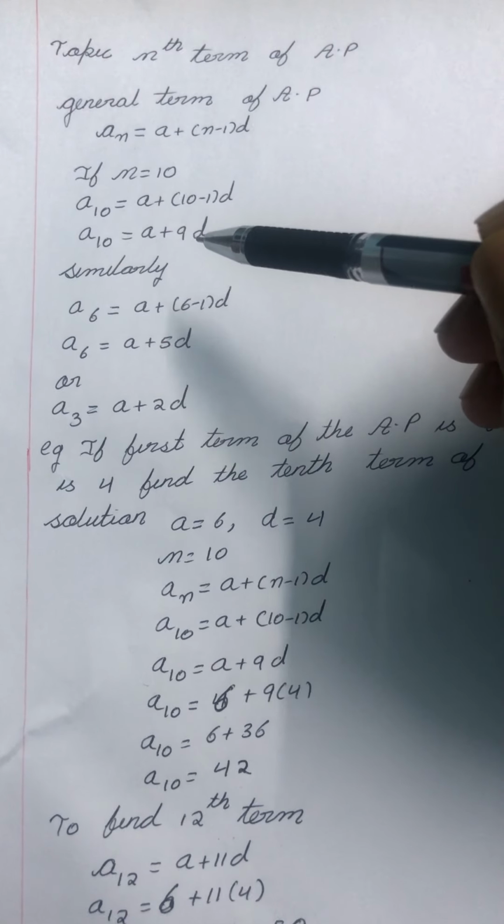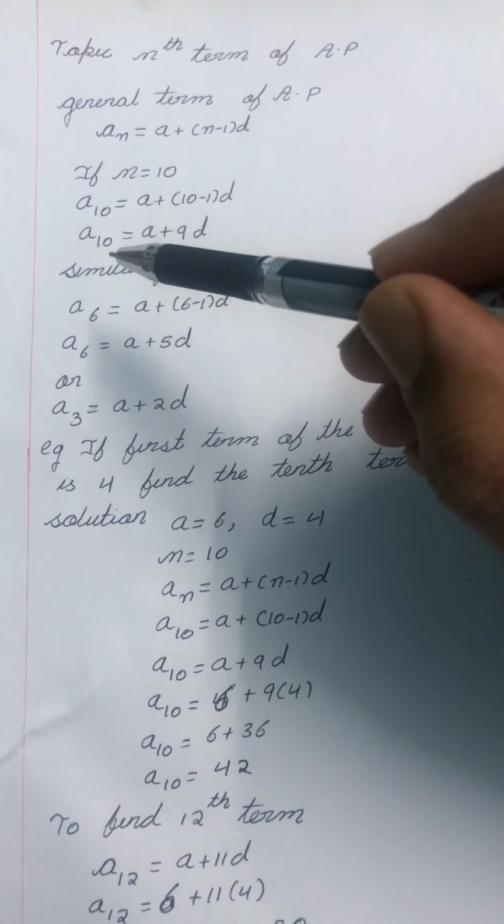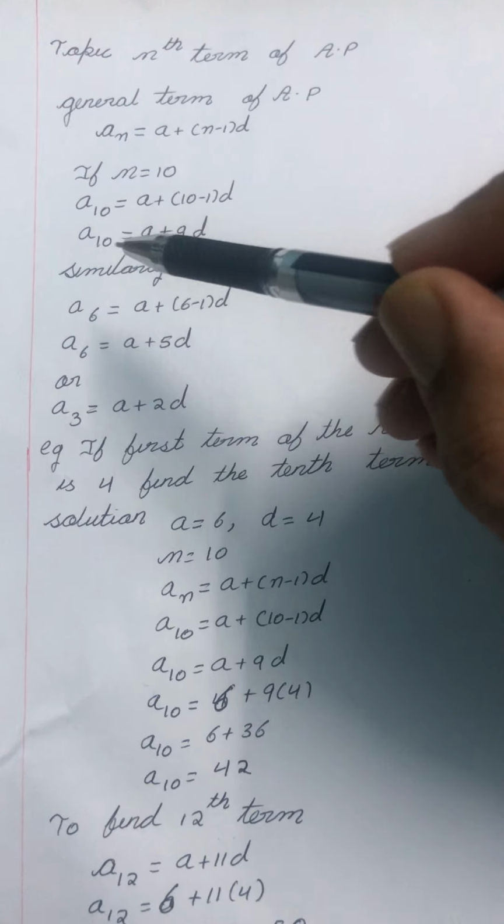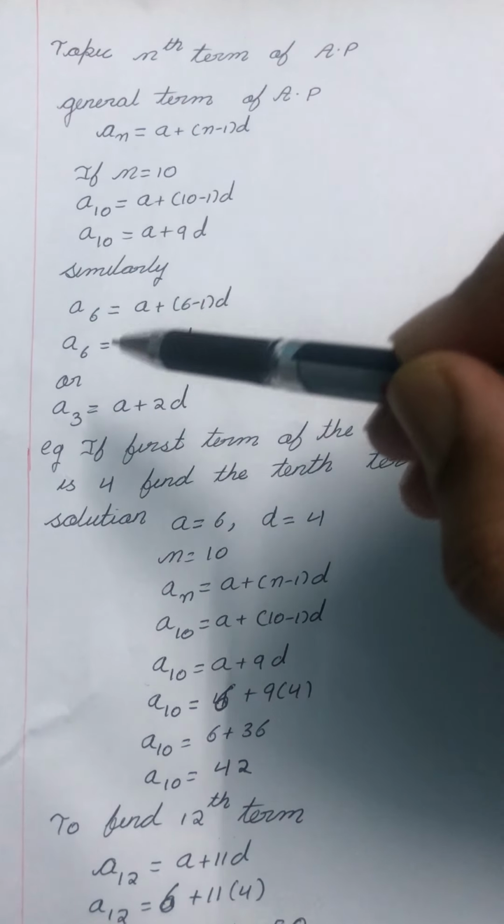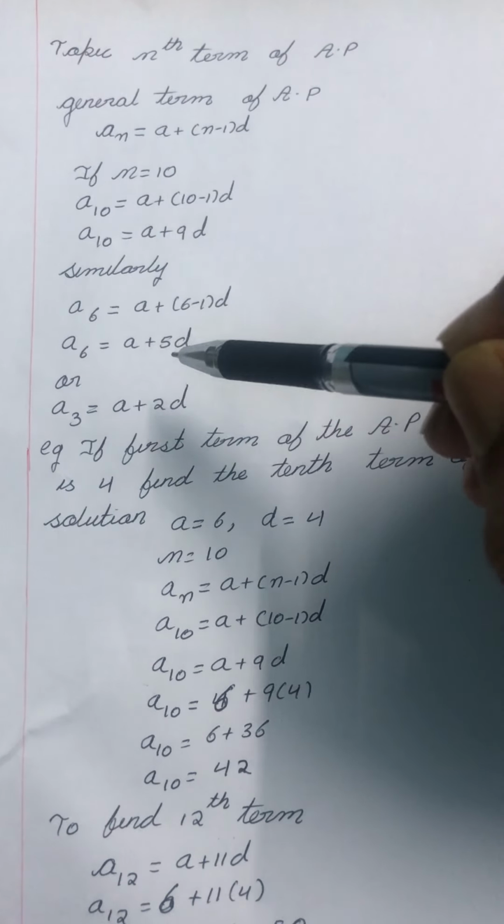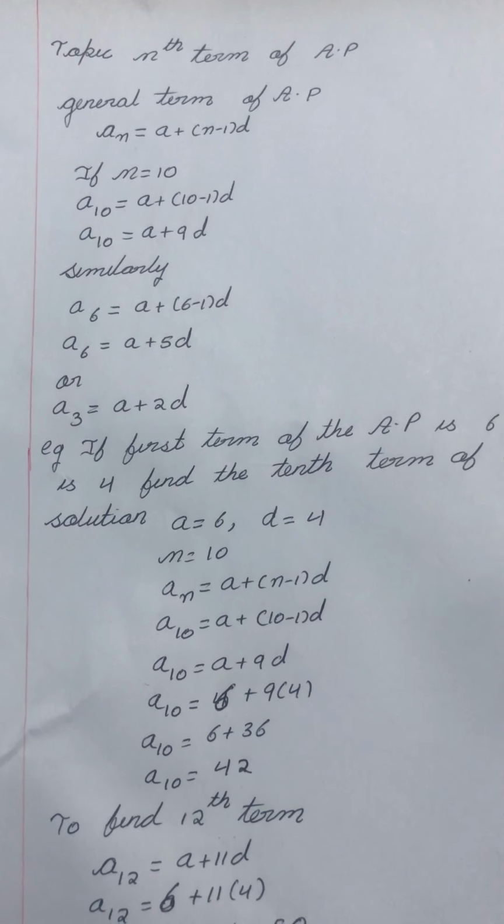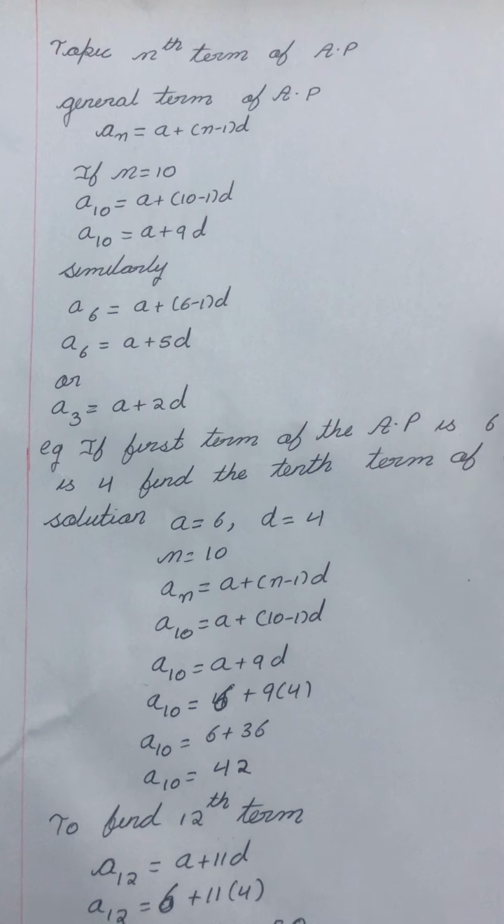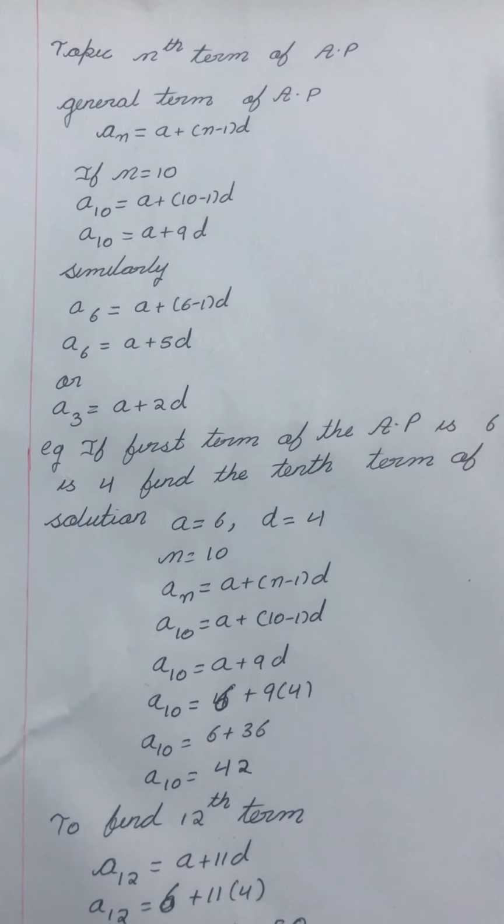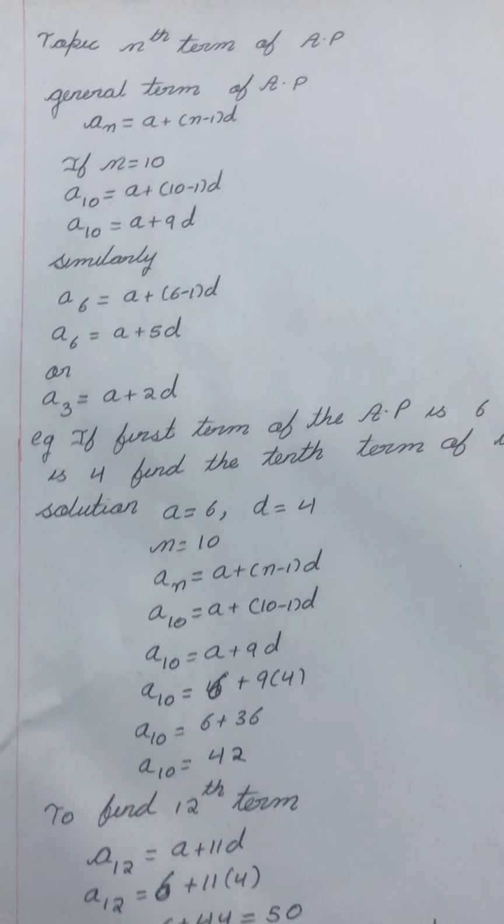The coefficient of d is 1 less than the position. If you are finding the 10th term, the coefficient of d is 9. If you are finding the 6th term, the coefficient of d is 5. For example, if I want to find the 11th term, a11 equals a plus 10d. So directly also we can apply this logic. Now we will solve an example.